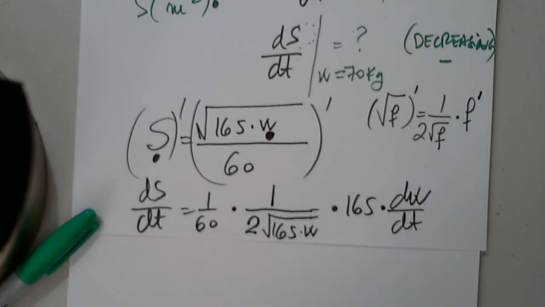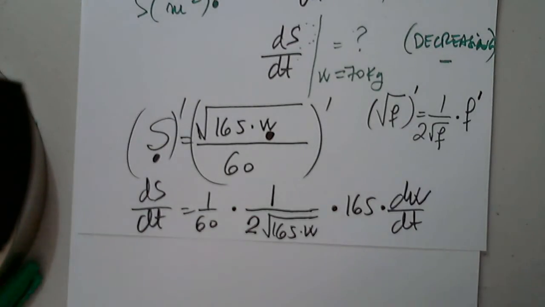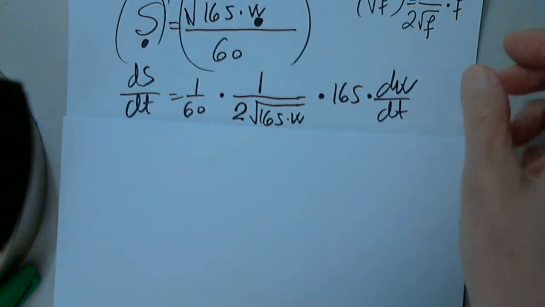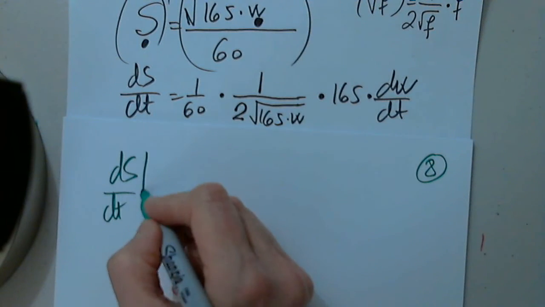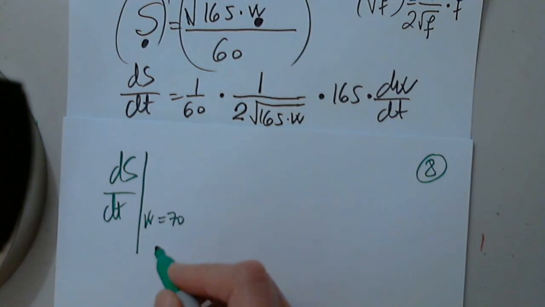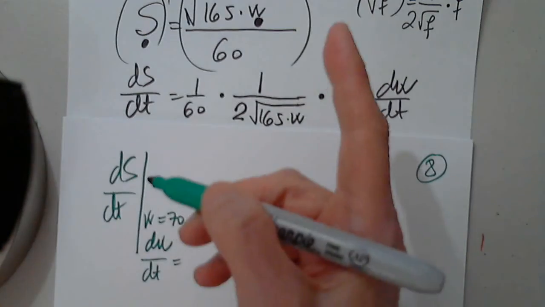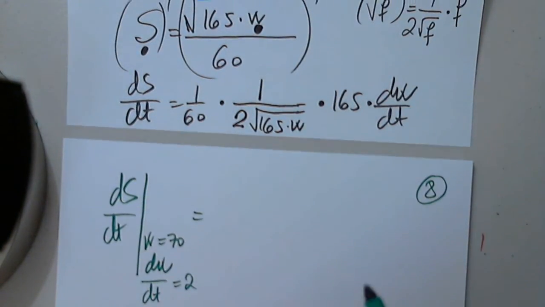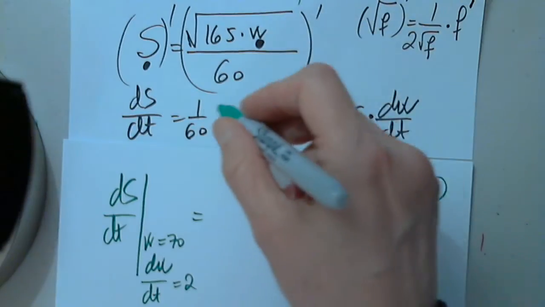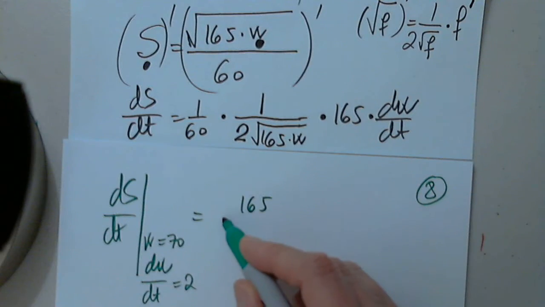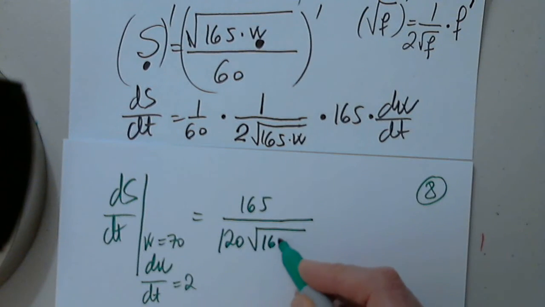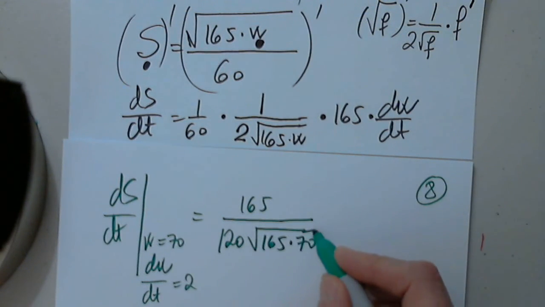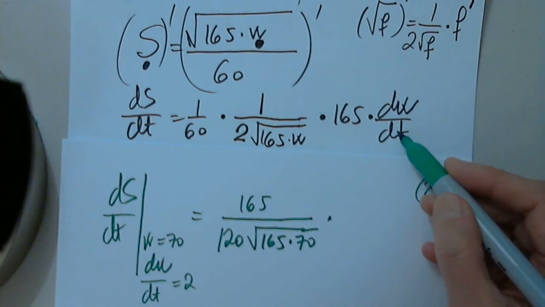Good. So I don't care to do anything else. At this point, I can plug in my numbers. So that final step is dS over dt when W equals 70 and dW over dt is given to us as 2. Okay, what is at the top? I have 165. In the denominator, I have 120. I have the square root of 165 times 70. And times here the dW over dt, which is 2.